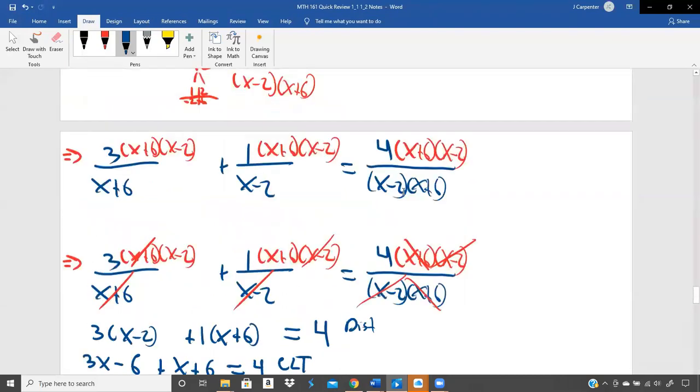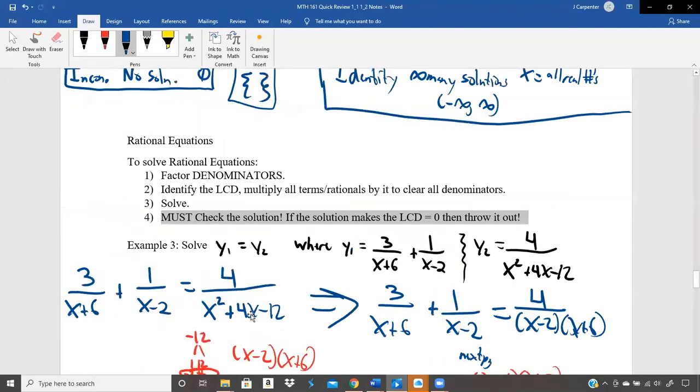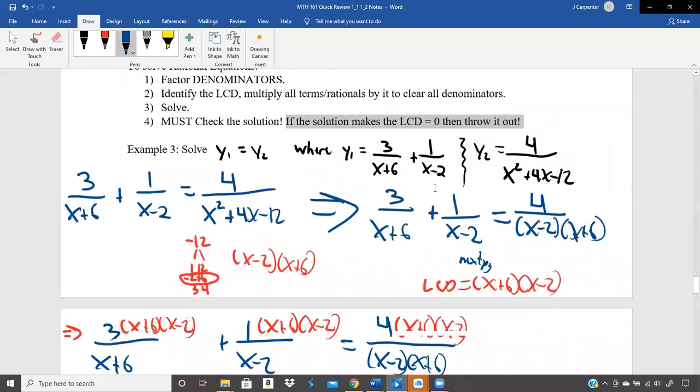And I said, sure, you can go back to the original equation and see if it makes the left and right side match. You probably get the idea that it's going to be ugly. I said the easier way is to see if it makes the LCD 0, and if it does, then toss it out. Because if it makes the LCD 0, the LCD has all of the different denominators built into it. So if it makes the LCD 0, it means it made at least one of the denominators 0, so it doesn't work, throw it out.